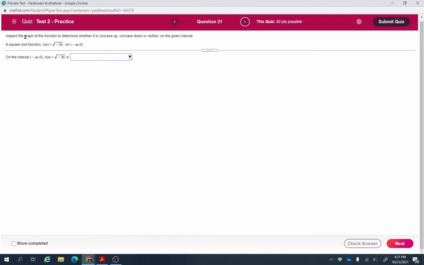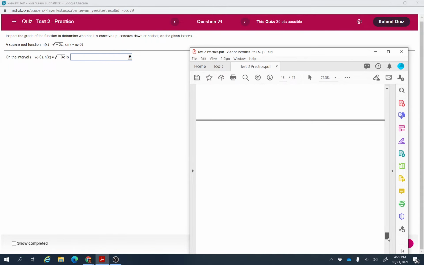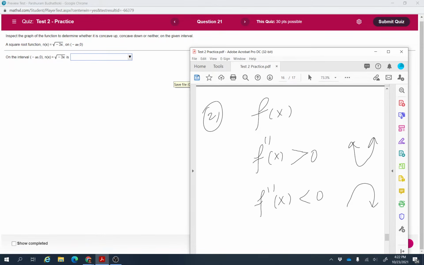Inspect the graph of the function to determine whether it is concave up, concave down, or neither. Here's the way you can solve this problem. The graph would be concave up if, let's say this is the function, and the second derivative of that function is positive. If the second derivative is negative, the graph would be concave down.